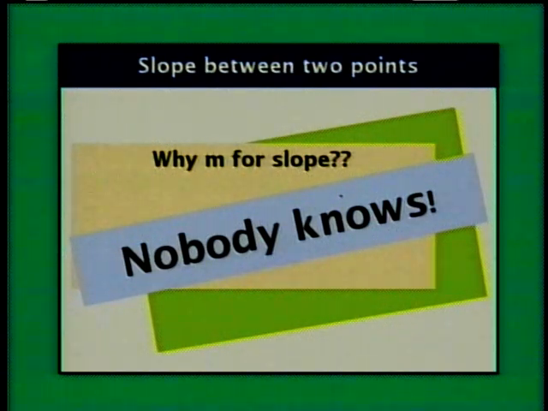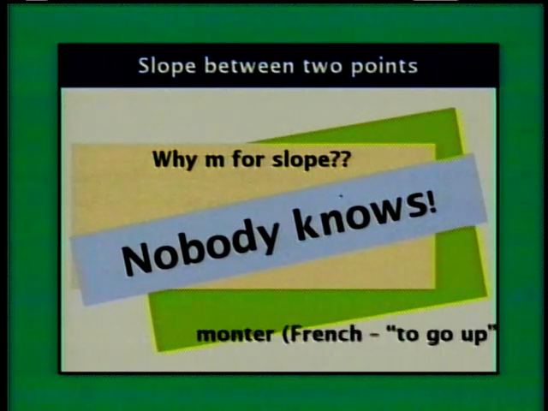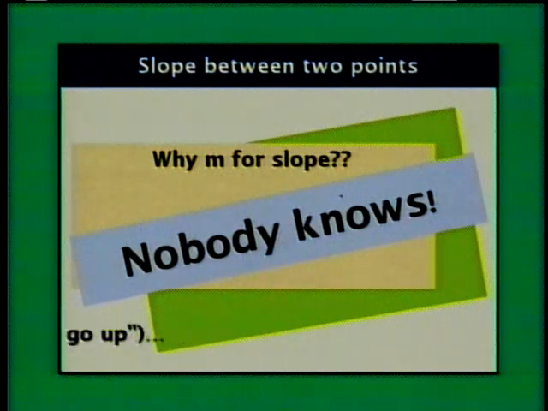For example, there's a French word, monter. It means to go up. Some people think that's the reason we use the letter m. There's evidence, though, that that's not really the reason. And the evidence, at least in part, is because the grandpappy of all of this graphical business, René Descartes, was very French. And he never once used the letter m for slope. So a lot of people think that kind of disproves that theory.